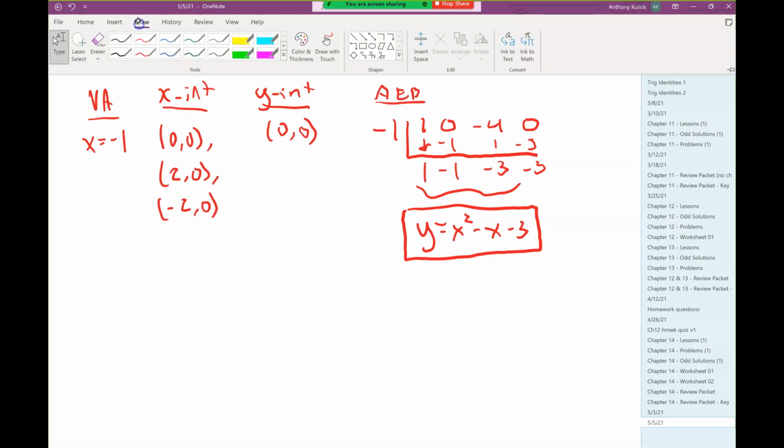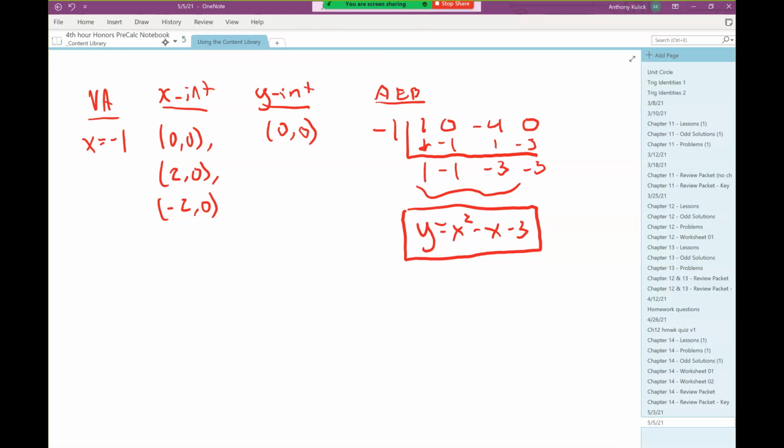Okay. In order to graph this, I'm going to need to find the vertex. So the vertex is -b over 2a. So the negative of -1 over 2 is just 1/2. I plug 1/2 in and I get -3.25.